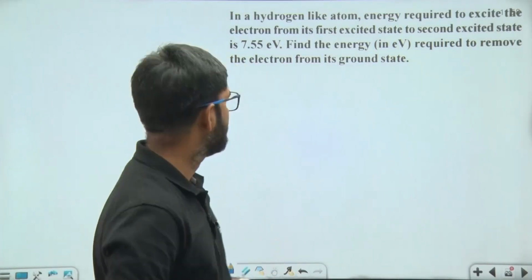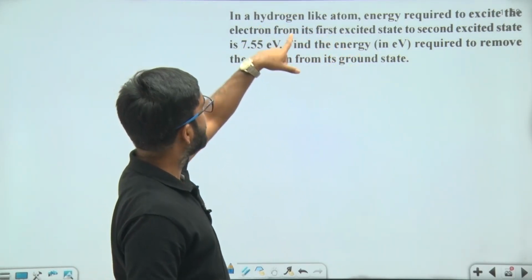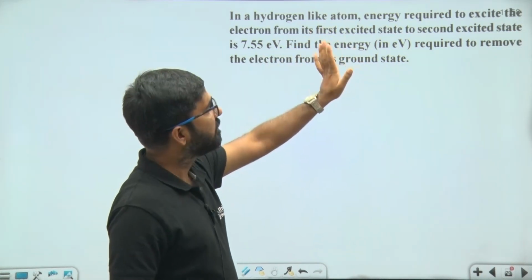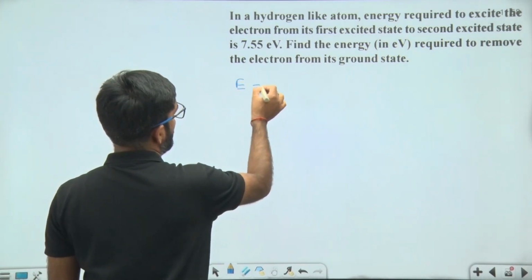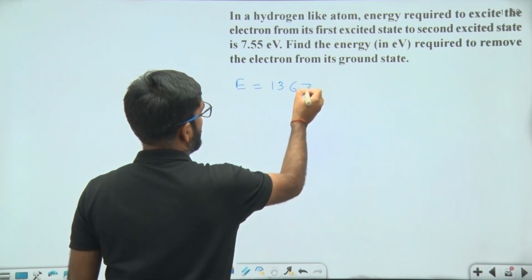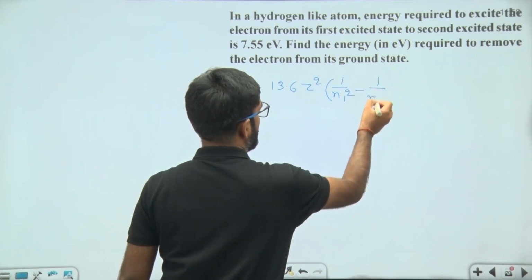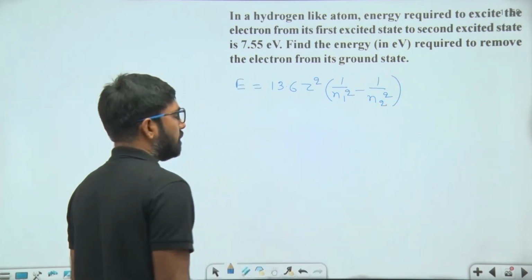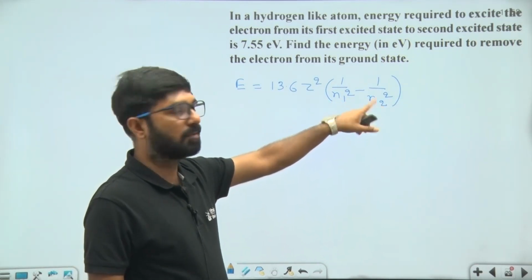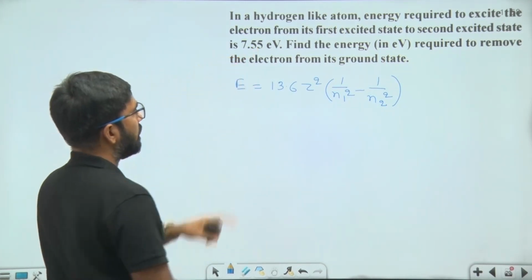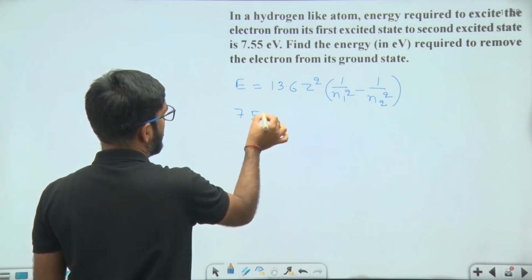My dear students, it is given that in a hydrogen-like atom, the energy required to excite the electron from its first excited state to the second excited state is 7.55 electron volt. We know the formula E = 13.6 × Z² × (1/n₁² − 1/n₂²). For the first excited state n₁ = 2 and for the second excited state n₂ = 3, and the corresponding energy is 7.55 electron volt.